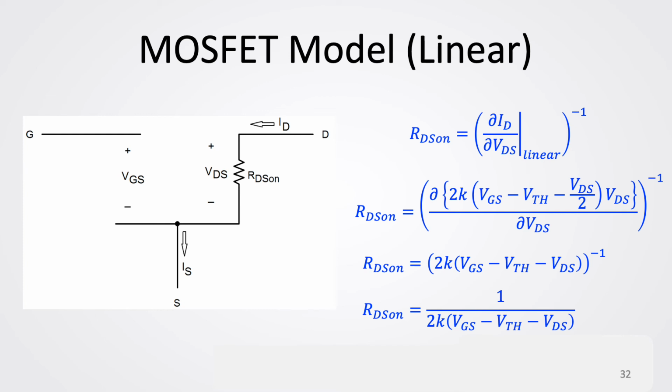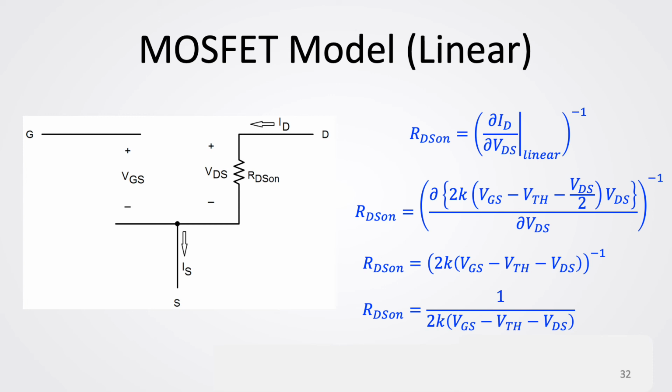Now, para malaman yung resistor na yan, kung ano yung value, we note that we have an equation for the drain current in the linear region. So, we just get the derivative of that with respect to VDS. Okay? And yung reciprocal. Kasi yung derivative ng ID with respect to VDS, that actually gives us a conductance term.